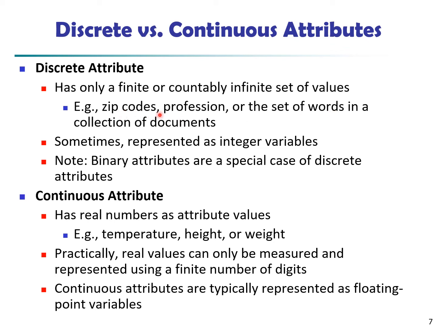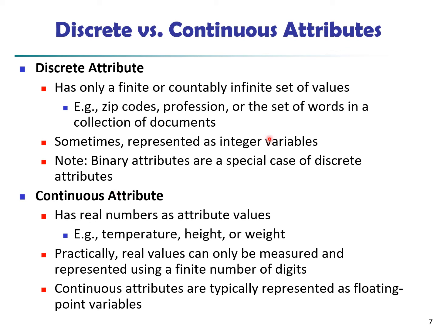So we have zip codes. Maybe we're not familiar with zip codes, but let's say professions. Eventually, we have a finite set of values for the profession. You can be a teacher, a lawyer, and the list is limited at the end. The set of words in a collection of documents, no matter how big this collection of documents, eventually it is limited. Now, discrete values sometimes are represented as integer variables because you can count them. They're limited.